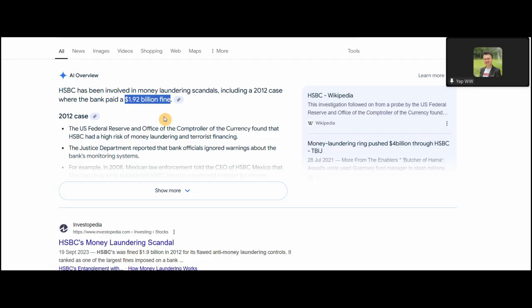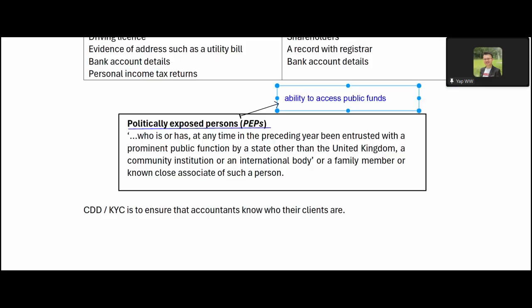1.92 billion of the fine. So why did HSBC get caught with this? Of course, not the HSBC in Malaysia. It was overseas, because this HSBC bank opened a bank account for their client and they didn't realize that the client was using the bank account for money laundering purposes. This happened, I think, in Mexico.